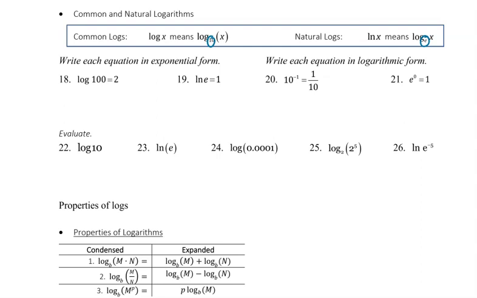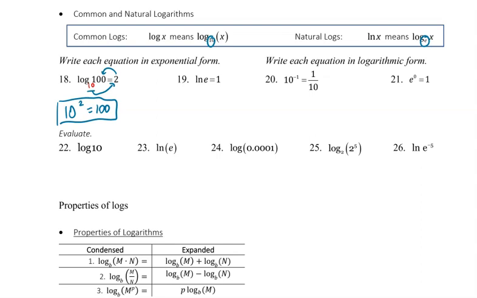All right, so we're going to do the same things that we did in part 1 of the video. We're going to be rewriting, we're going to be evaluating, only this time it's going to have log and ln. All right, so for number 18, log of 100 equals 2. Right? And we want to write this in exponential form. So remember, this just means log base 10 of 100 equals 2. So to rewrite it, we do the same thing as normal. The base is 10. The exponent is 2. And 100 is on the other side.